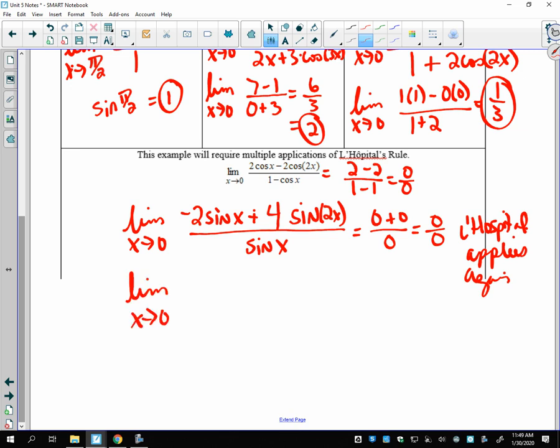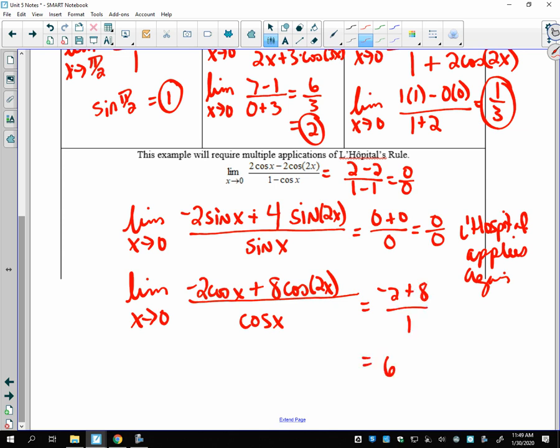So now, if I take the derivative of this, it becomes negative 2 cosine of x plus 8, because the derivative of 2x is 2 cosine of 2x, over cosine of x. And now when I plug 0 in there, cosine of 0 is 1, so I get negative 2 plus 8 over 1, which gives me a value of 6.